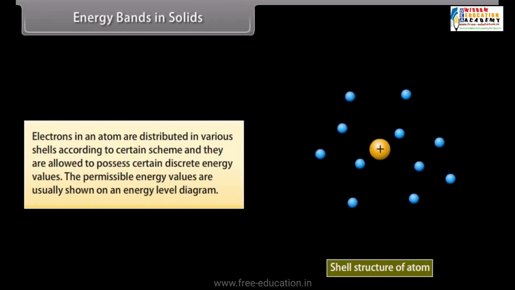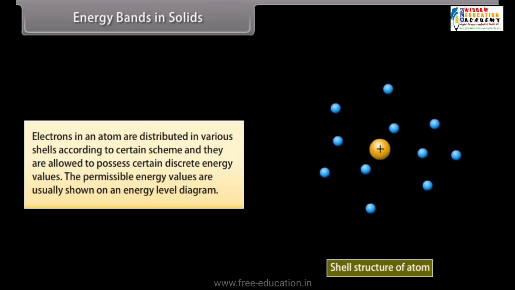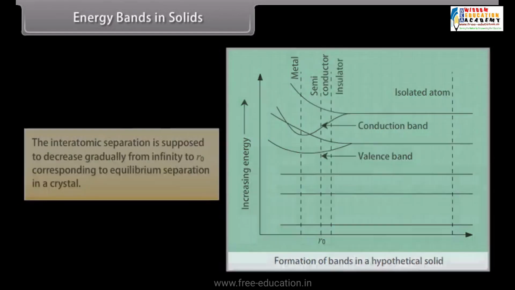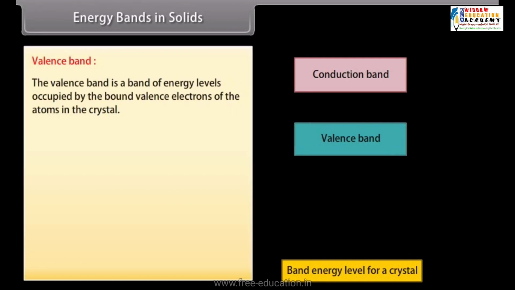We consider the formation of bands for the energy level normally occupied by the valence electrons and the next level above it. The interatomic separation is supposed to decrease gradually from infinity to R, corresponding to the equilibrium separation in a crystal. Valence band. The valence band is a band of energy levels occupied by the bond valence electrons of the atoms in the crystal.